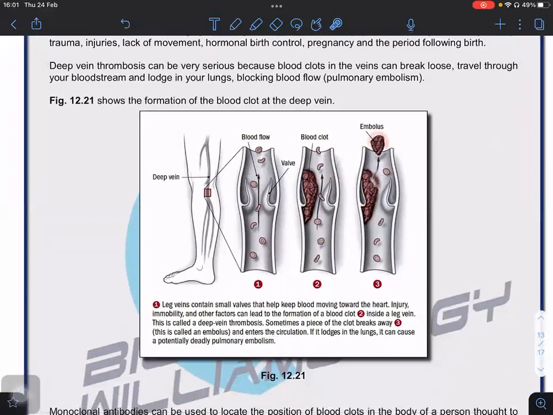So deep vein thrombosis can be very severe or serious because the blood clot in the vein can break loose. Can you see that? The blood clot here breaks loose, travels through your bloodstream and lodges in your lung, blocking the blood flow. It will cause a pulmonary embolism. But if this embolus detaches and goes to your coronary artery, or the tiny arteries or even the capillaries at the heart, it can cause cardiac arrest. Are you clear? So we need to know where they are.